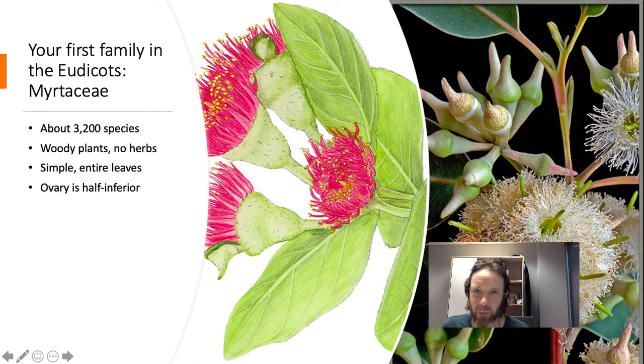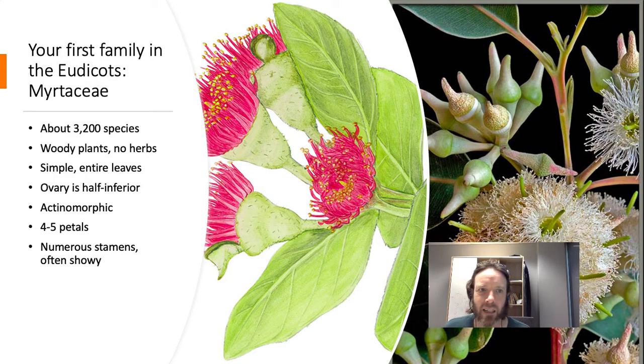We're on the way. Half inferior ovary, we saw this in class. And basically the floral tube here comes up about halfway along where the ovary is. Pretty reliable for the species. Actinomorphic or radially symmetric, 4 to 5 petals. Pretty reliable, but that's not very distinctive among eudicots.